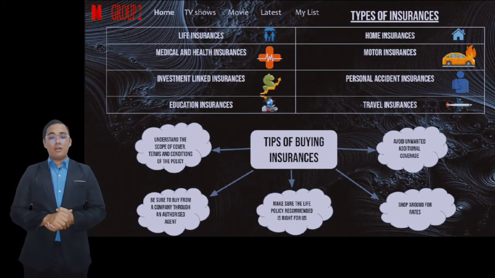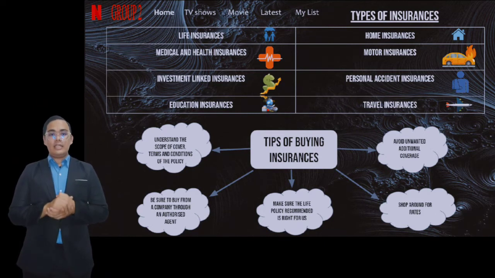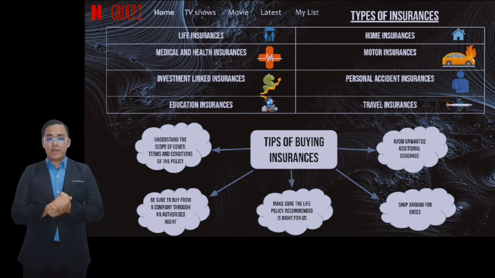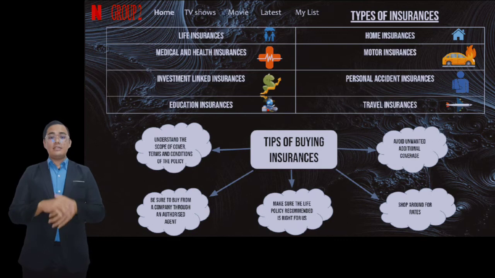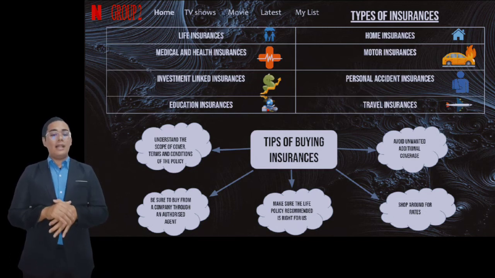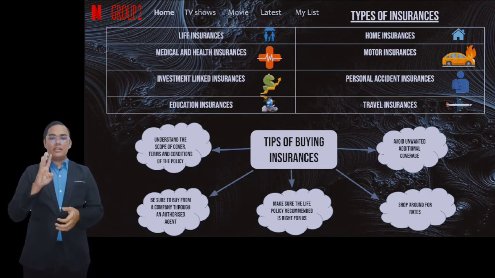There are several types of insurance. Firstly is life insurance. It's ensuring that immediate family has some financial support after the insured's death. Secondly, we have medical and health insurance. It is designed to cover the cost of private medical treatment and to provide us with an income stream while undergoing treatment. Third, we have investment-linked insurance.